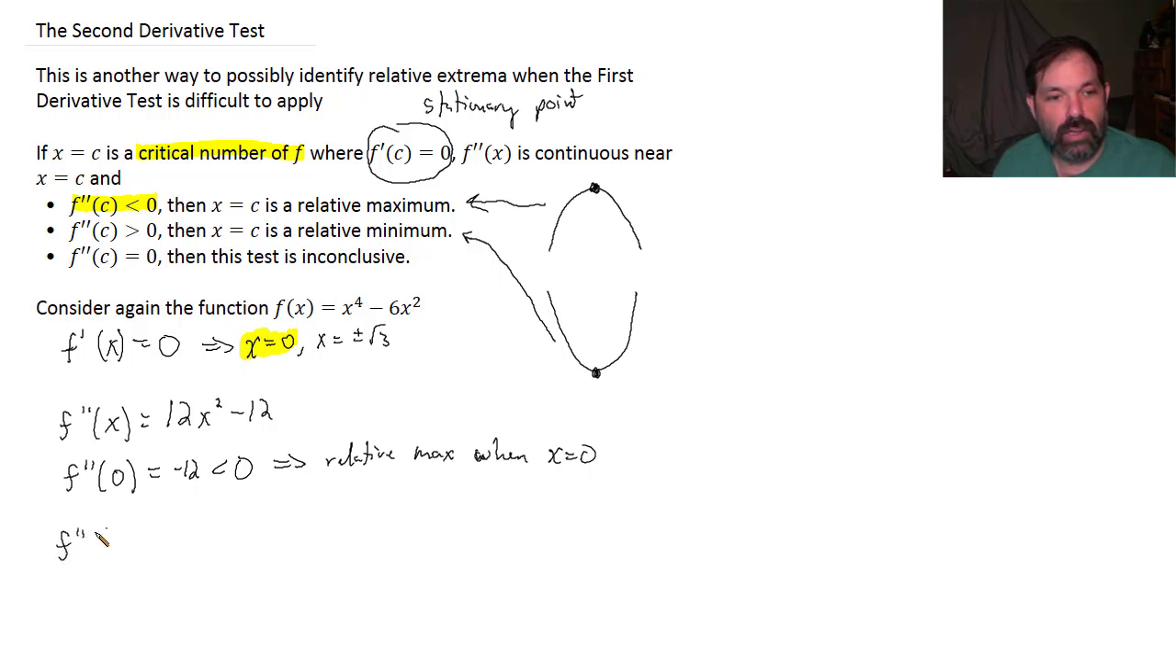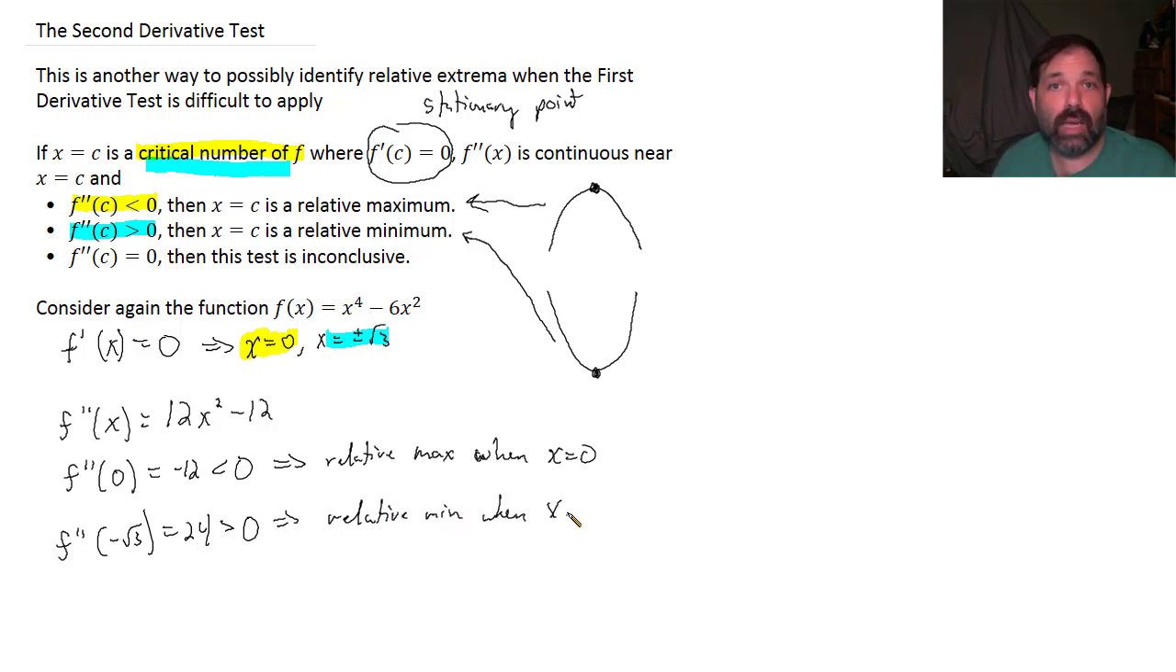If I take the second derivative at negative root 3, that would be 12 times 3, that's 36 minus 12 is 24, which is positive. So now I again have a critical number, positive root 3 is a critical number, and the second derivative is positive. So that tells me I have a relative minimum when x equals negative root 3. It turns out to be exactly the same when x is positive root 3. So I'll just write plus or minus root 3, and it works for both of those.